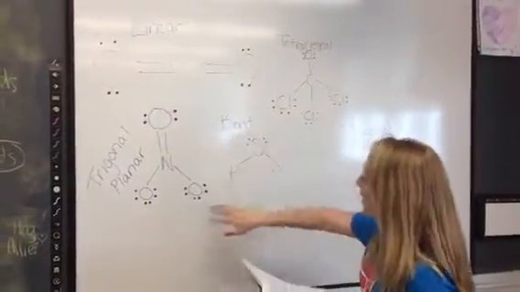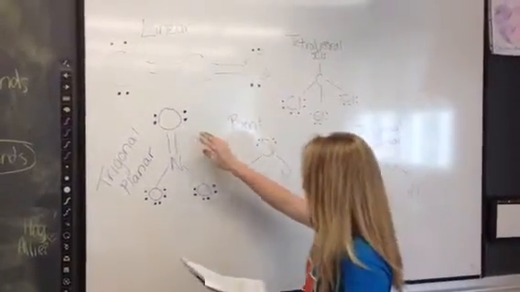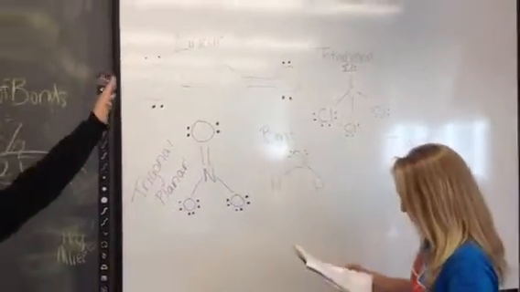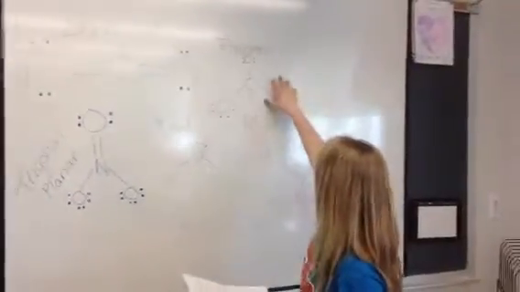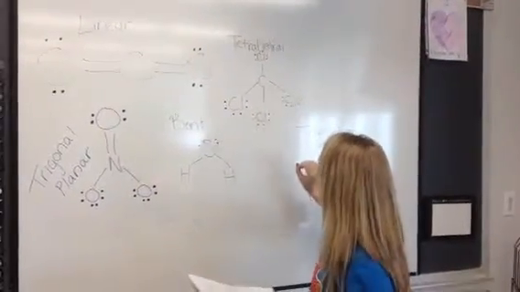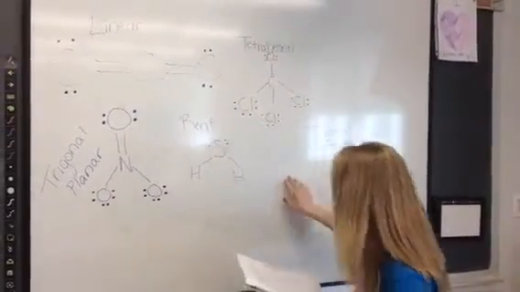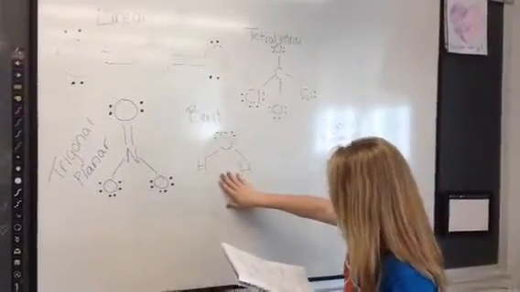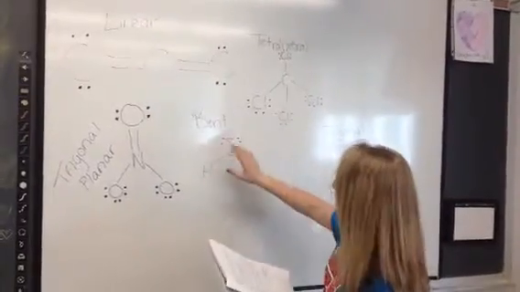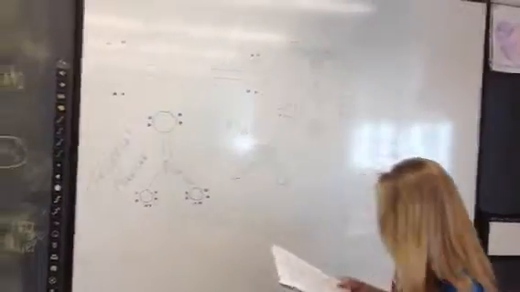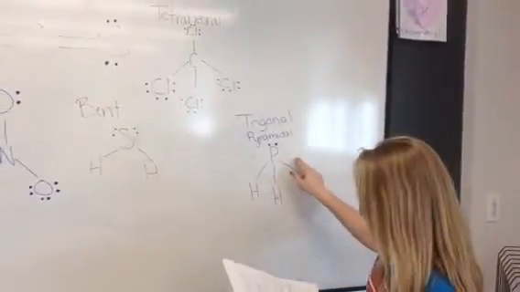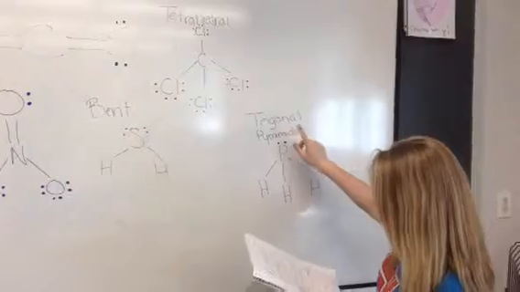This is triangular planar. It has 3 shared pairs and 0 unshared pairs. This is tetrahedral. It has 4 shared pairs and 0 unshared pairs. This is bent. It has 2 shared pairs and 2 unshared pairs. This is triangular pyramidal. It has 3 shared pairs and 1 unshared pair.